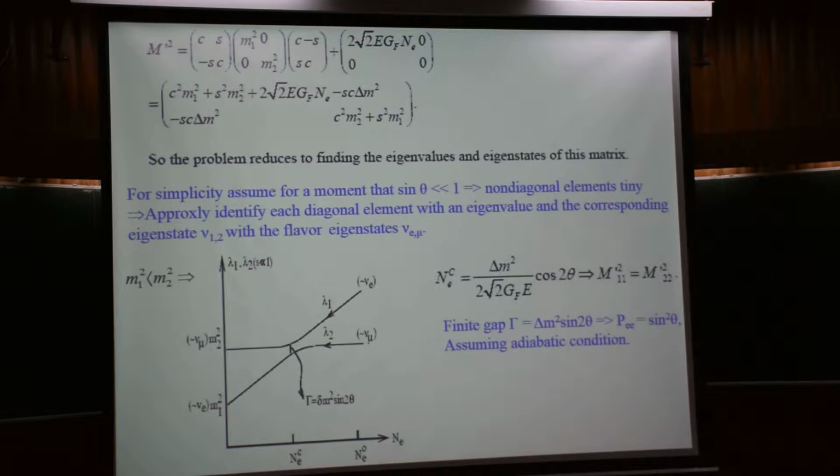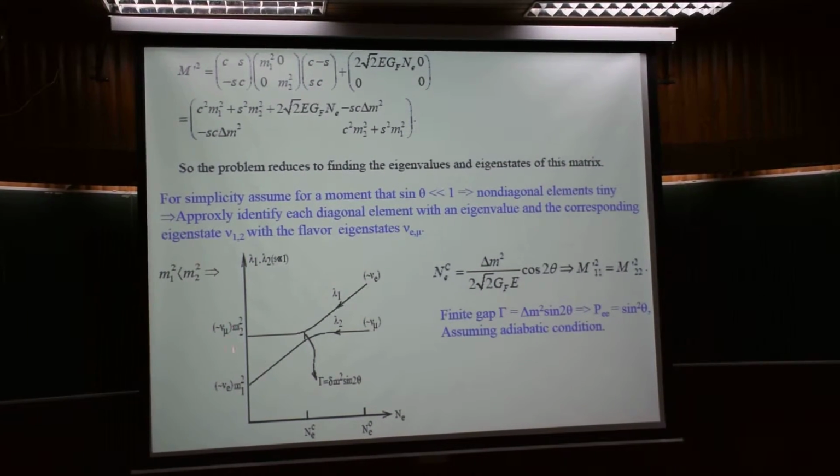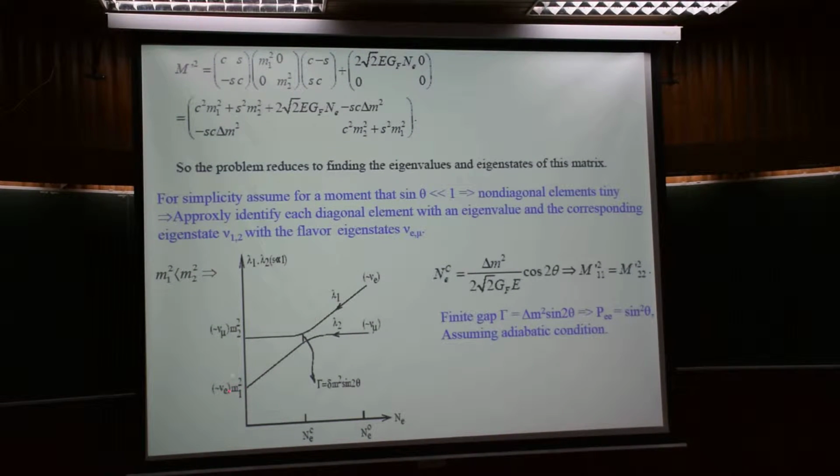So let us assume that nu 2, that is this eigenvalue, which is dominantly m2 because the angle is assumed to be small, has a larger mass than nu 1, which is associated with the electron. But as we go inside the sun, this one does not get any potential energy contribution, so this remains constant. Now the first eigenvalue increases steadily because electron density increases as you go inside the sun. Okay, so there is a crossover.